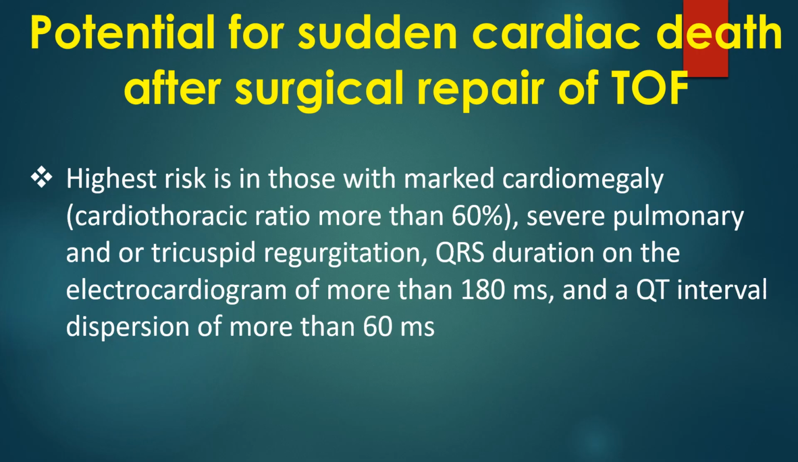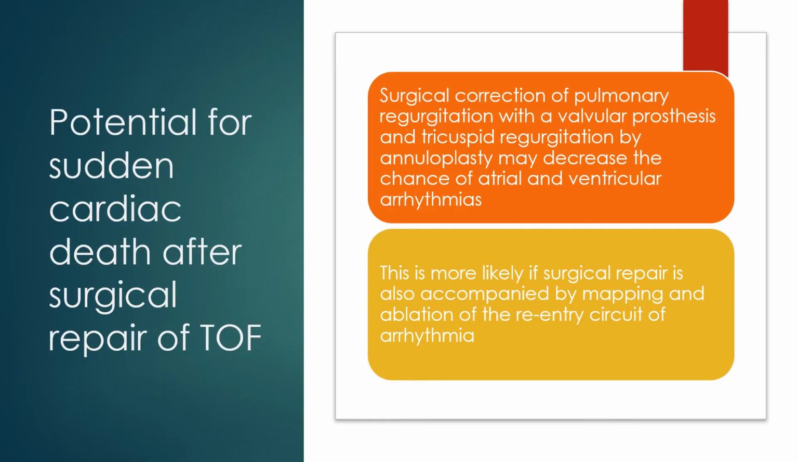Highest risk is in those with marked cardiomegaly with cardiothoracic ratio more than 60%, severe pulmonary and/or tricuspid regurgitation, QRS duration on the electrocardiogram of more than 180 milliseconds, and a QT interval dispersion of more than 60 milliseconds. Surgical correction of the pulmonary regurgitation with a valvular prosthesis and tricuspid regurgitation by annuloplasty may decrease the chance of atrial and ventricular arrhythmias. This is more likely if surgical repair is also accompanied by mapping and ablation of the re-entry circuit of the arrhythmia.